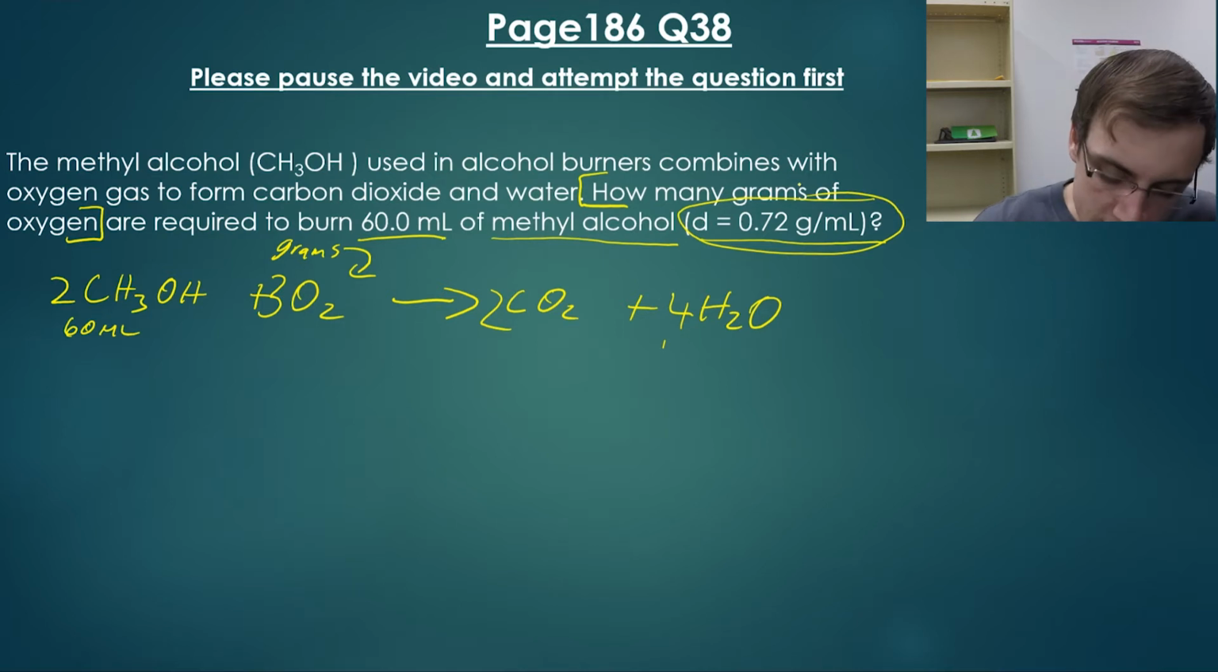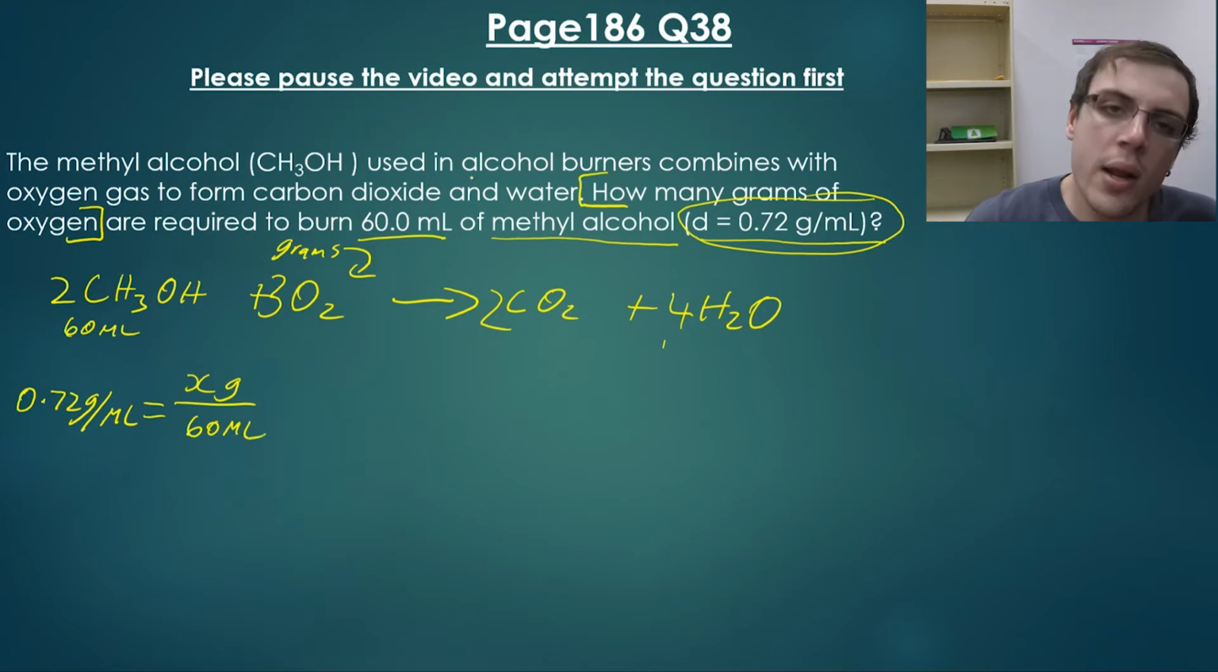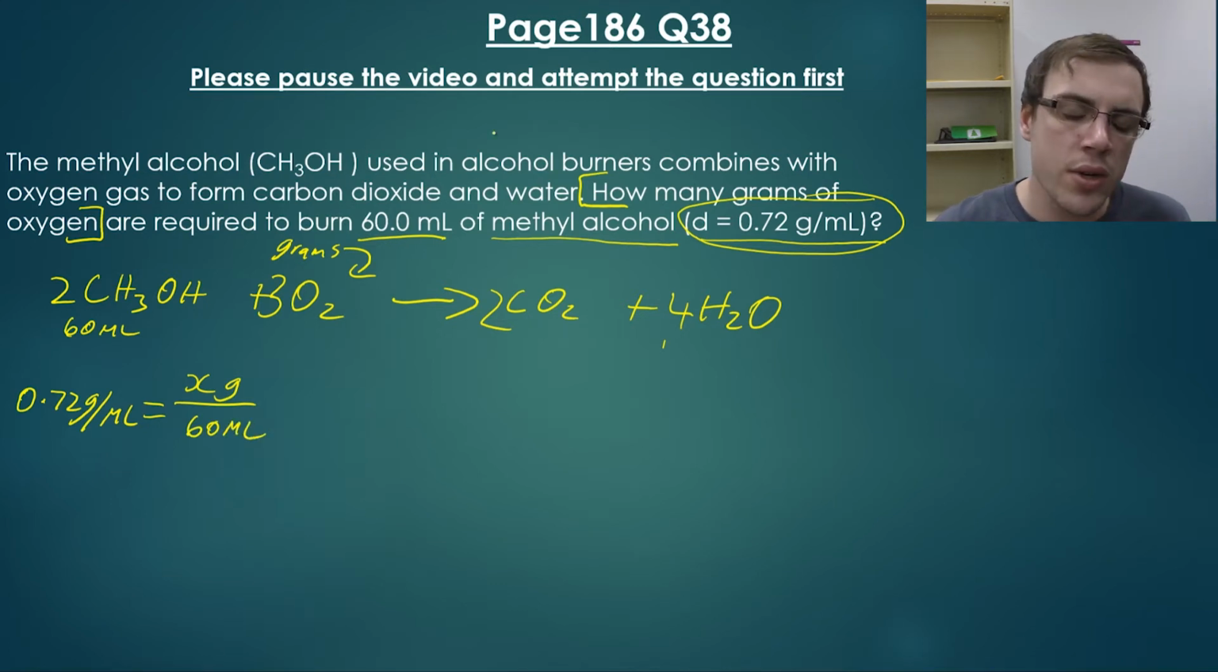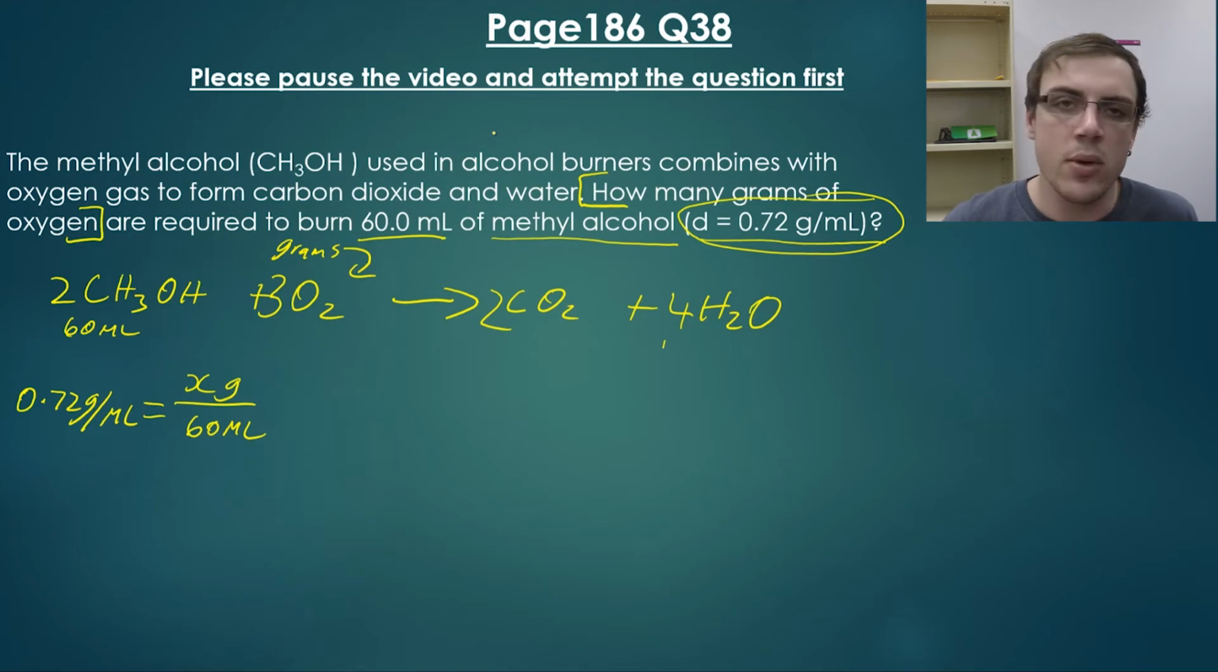So we have our density, which is 0.72 grams per mil, is equal to the mass, which we don't know, that's what we want, over the volume, which is 60 mil. Now, I've had a few people ask me, why don't I use volume in liters? So I know with other equations, it's like, oh, you must use it in liters when we're looking at volume. Why don't we do that with density?